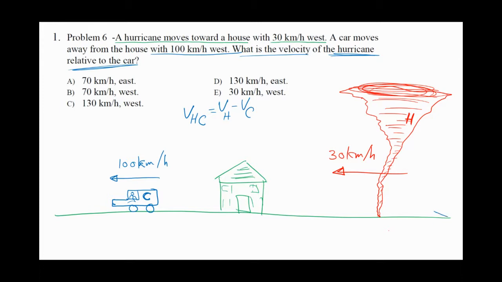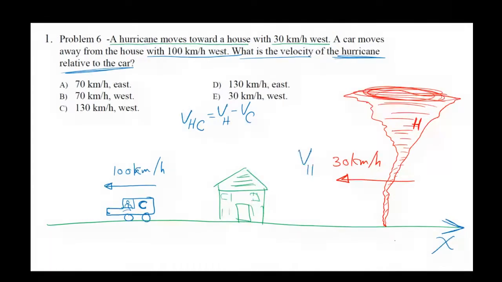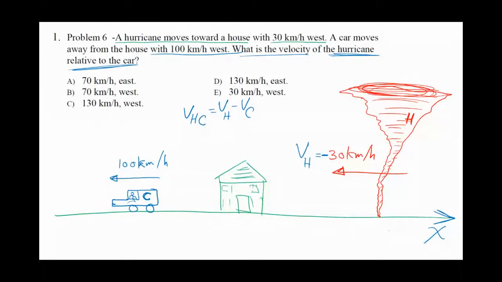So I will imagine that this is the X direction. The velocity of the hurricane is negative because it's to the west, and the velocity of the car is also negative because it's to the west. So VH minus VC is negative 30 minus negative 100. It gives you directly 20 kilometers per hour. The result is positive, and positive here means it's to the right.